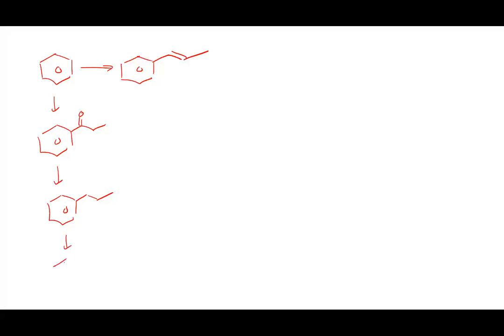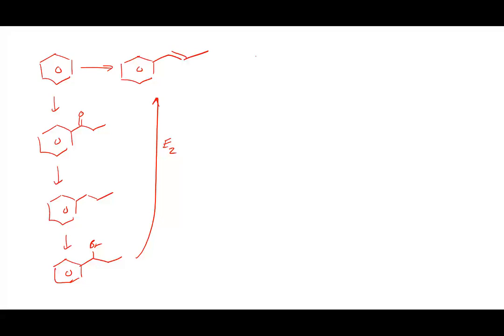Then we would have to put a bromine onto the benzylic position. And then we could do an E2 reaction to take that benzyl bromide and convert it into a double bond. So that's 1, 2, 3, 4 steps in order to put that alkene group on the benzene ring.